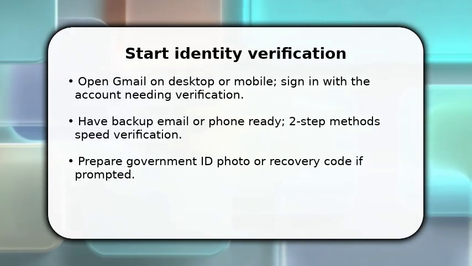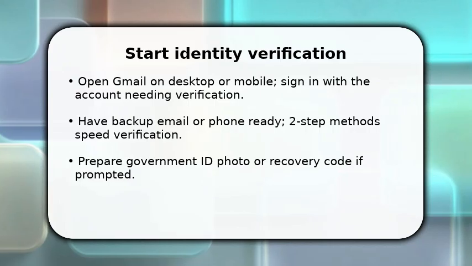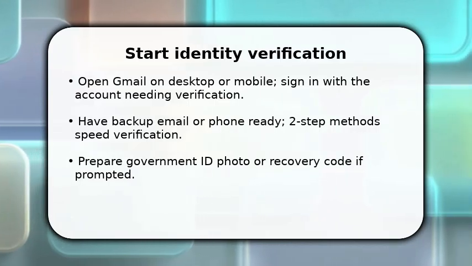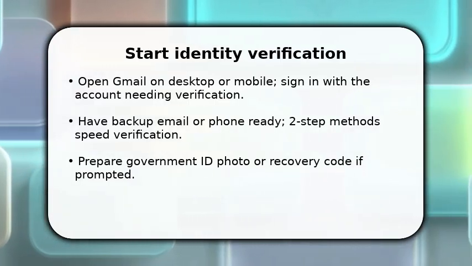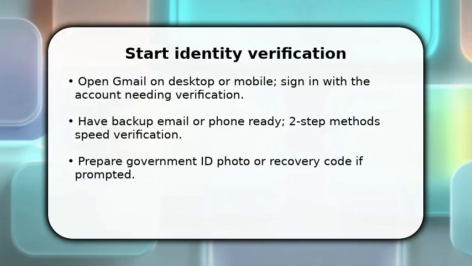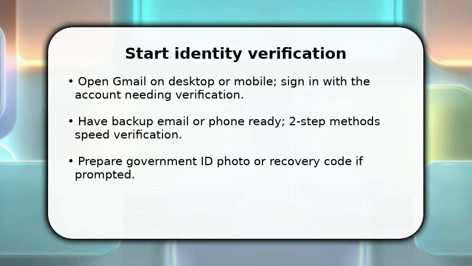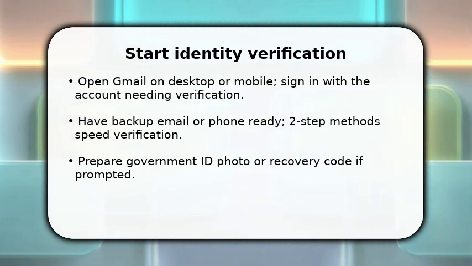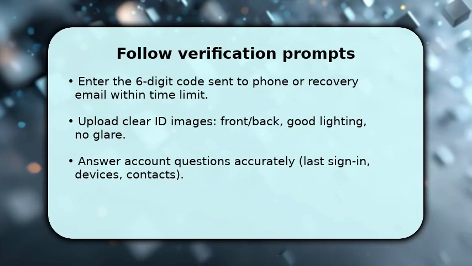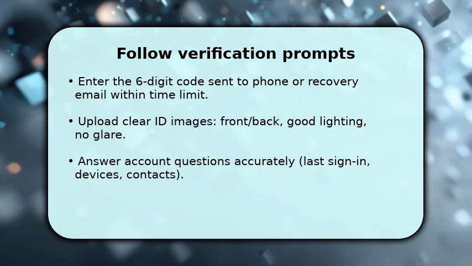Use it immediately. If prompted for an ID, have a clear photo ready to upload so the automated check can read details. Move deliberately through prompts. Don't skip any requested fields because that slows verification. Once you receive a 6-digit code, type it into the Gmail prompt. Delays often expire codes, so act quickly.